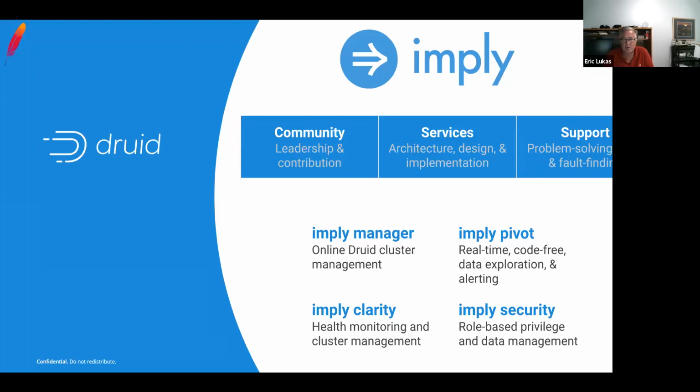I think Mike will touch on it a little bit today, but we've got a BI tool that we call Pivot. It's really for non-technical users to do very technical decision-making in real time. We have a manager that manages our clusters. We also have performance and health management dashboards.